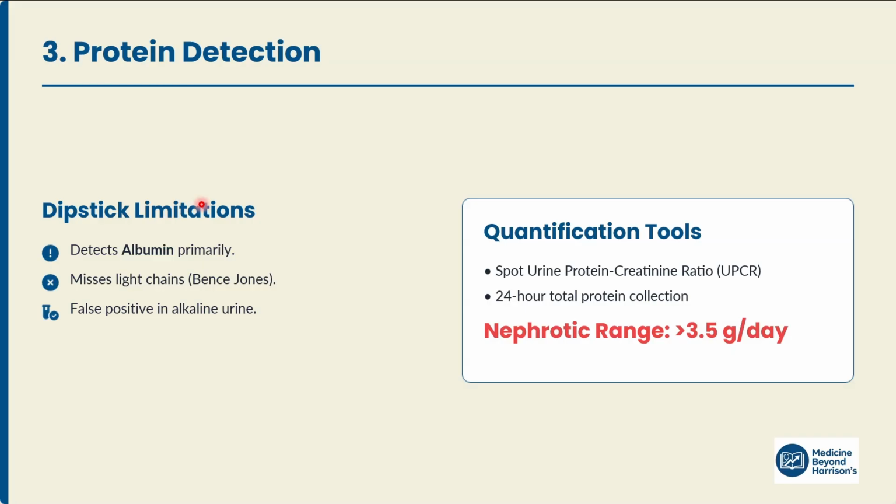You can quantify this protein based on the urine spot protein to creatinine ratio as well as the 24-hour urine protein concentration. Now, the urine protein creatinine ratio is widely available these days, and 24-hour urine protein is not commonly used. Nephrotic range is more than 3.5 grams per day, that we already know.